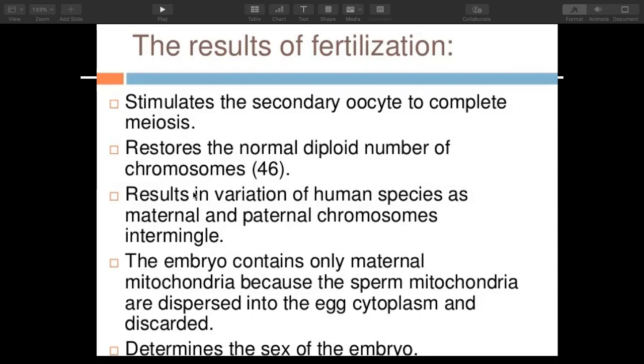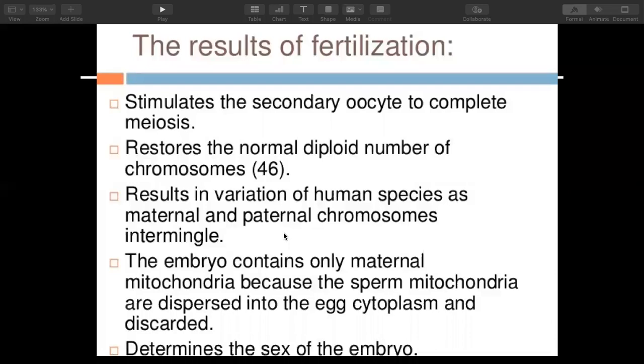Next is variation of the human species, that is maternal and paternal chromosomes intermingling with each other, giving rise to an entirely new pattern of chromosomal genetics, which we will see in a new individual. Also, the embryo contains only maternal mitochondria, because the sperm mitochondria are dispersed into the egg cytoplasm and discarded.